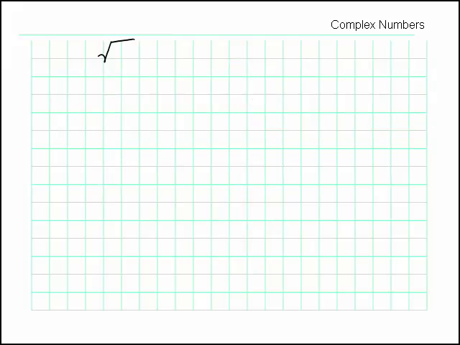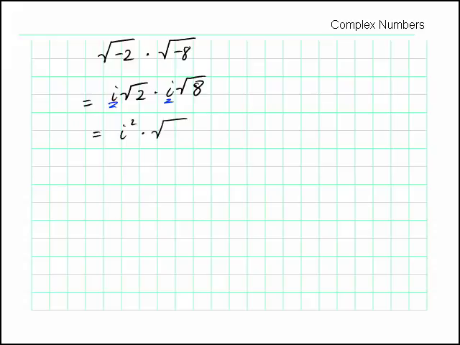The square root of negative 2 times the square root of negative 8. First we write those with i's. I square root 2, and this one is i square root positive 8. Multiply together. I times i is i squared, and then the radicals multiply to square root 16. Replace the i squared with negative 1, and the square root of 16 is exactly 4. So my answer here is negative 4.